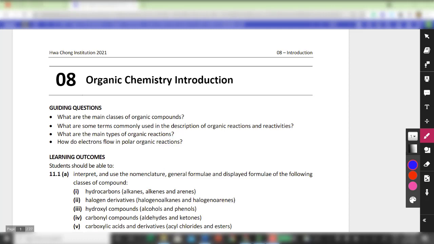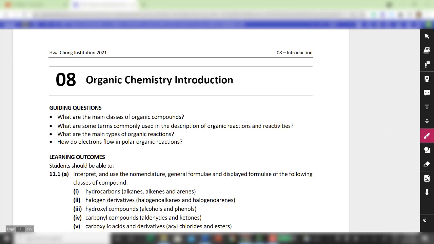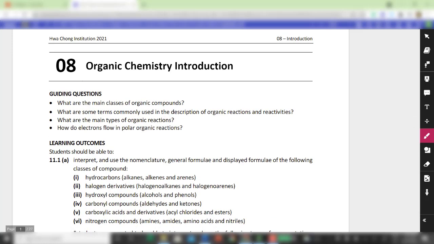Alright, we are at topic 8, introductory organic chemistry. So I will briefly run through some of the main points as usual.